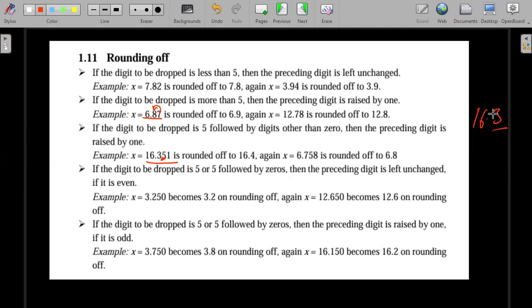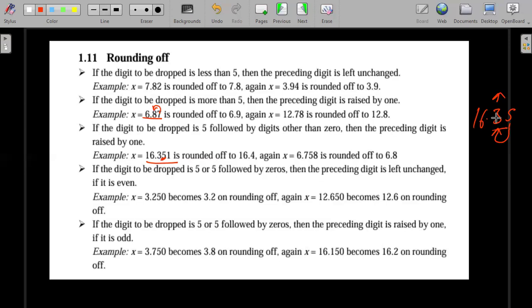Now you have to ask yourself, what type of number is next to 5? In this case, 3 is an odd number. I hope people know what an odd number is. So when 5 is next to an odd number, that's when you usually add a 1 here.